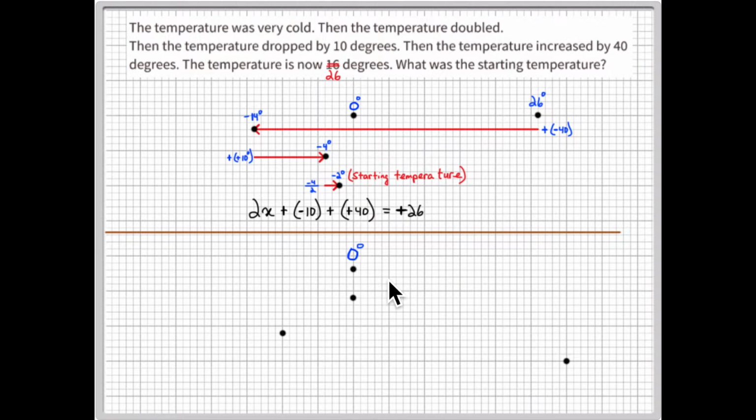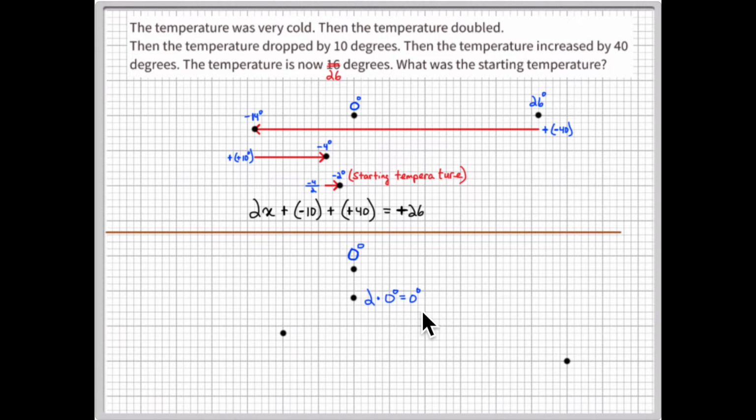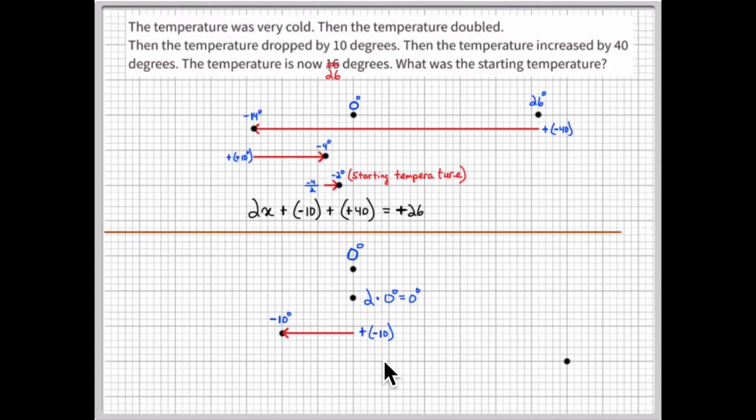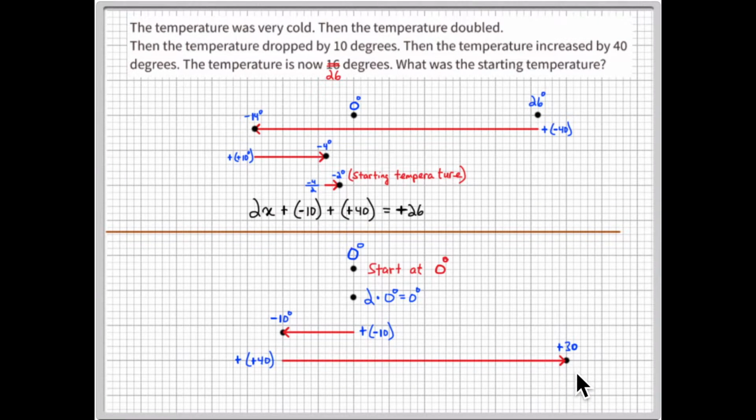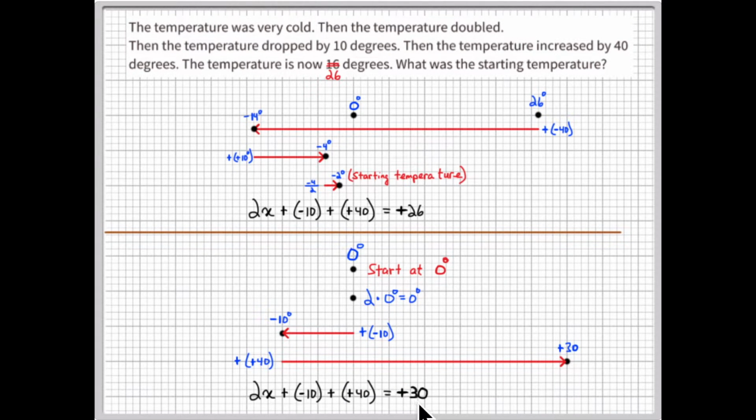If we started at 0, 2 times 0 is 0, so we're still at 0 degrees. Then the temperature dropped by 10 degrees. We're going to add a negative 10 degrees. So now we're at negative 10 degrees. And then the temperature increased by 40 degrees. So that's a negative 10 plus 40 is going to get you out here to a positive 30 degrees. So start at 0 degrees and you end at 30 degrees.